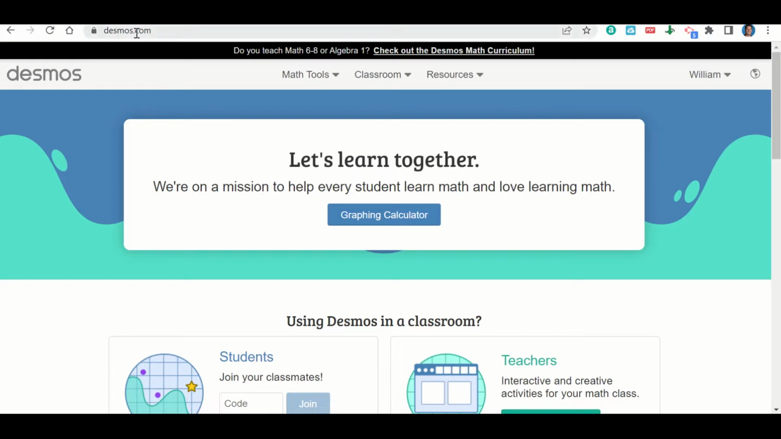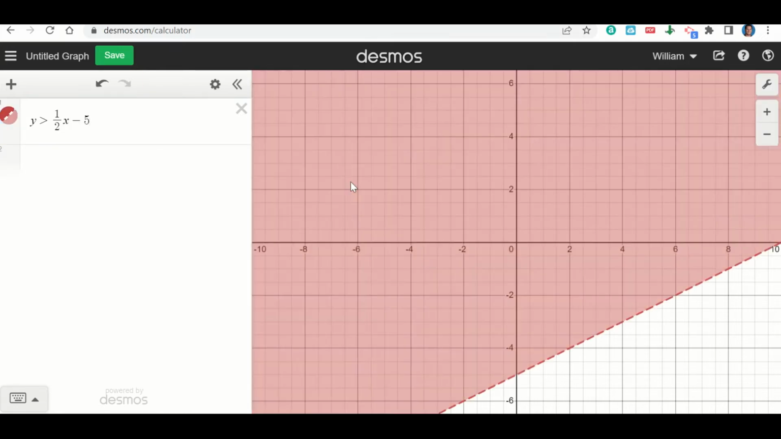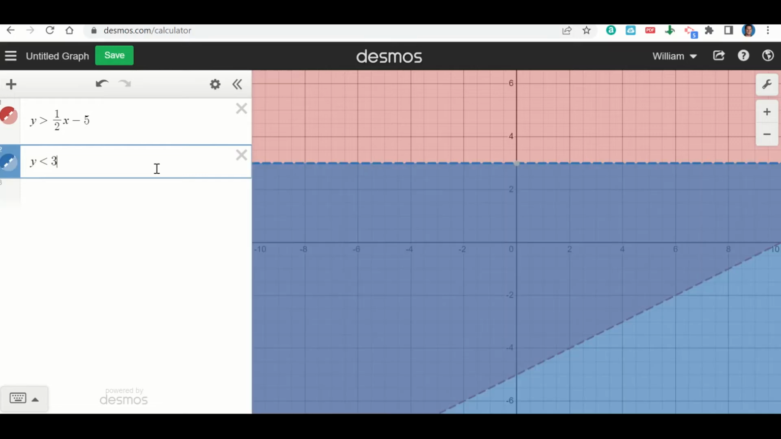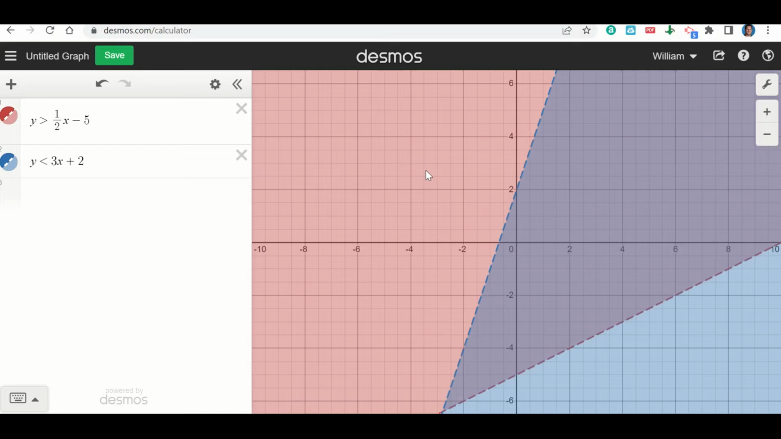First thing we're going to do is go to desmos.com, which is here, and then we're going to go to where it says Graphing Calculator. I'm going to click on that. And on the left side, I can enter the two inequalities that I want to look at. So let's go ahead and put one in. y is greater than 1/2 x minus 5. So there's my first one. And then I'm going to put my second one in. y is less than 3x plus 2.